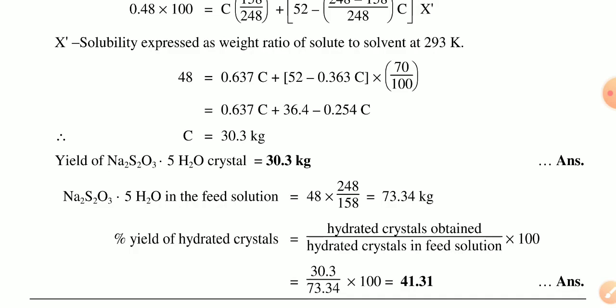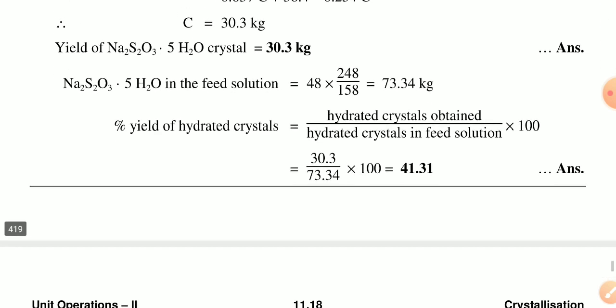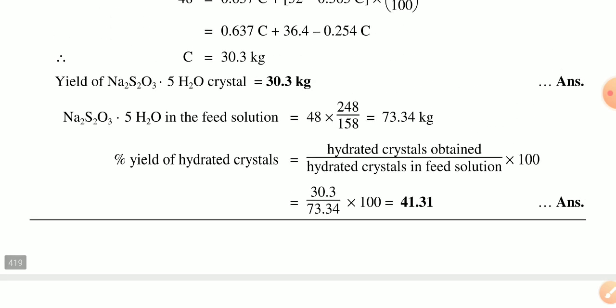That is equal to 0.637 C plus 36.4 minus 0.254 C. So C is equal to 30.3 kg. The yield of the Na2S2O3·5H2O crystals is 30.3 kg. Now let's find out the Na2S2O3·5H2O crystals in the feed solution, which is equal to 48 multiplied by 248 by 158.